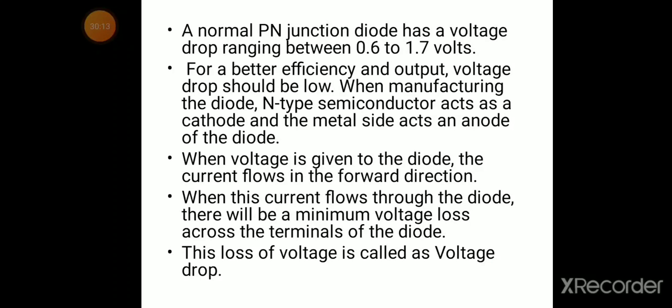A normal PN junction diode has a voltage drop ranging between 0.6 to 1.7 volts. For better efficiency, the output voltage drop should be low. When manufacturing the diode, the N-type semiconductor acts as the cathode and the metal side acts as the anode of the diode. When voltage is given to the diode, the current flows in the forward direction. When this current flows through the diode, there will be a minimum voltage loss across the terminals of the diode. This loss of voltage is called the voltage drop.